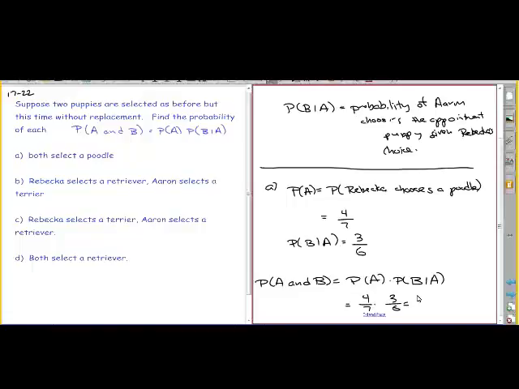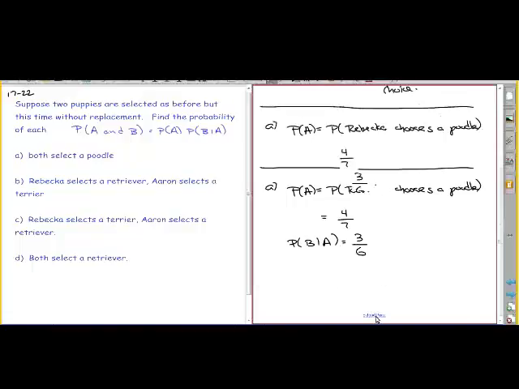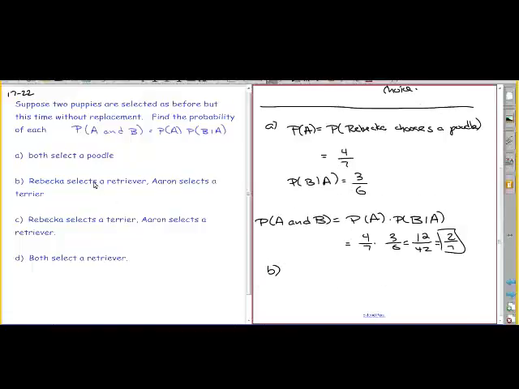The probability of Rebecca picking a poodle and Aaron picking a poodle is equal to the probability of Rebecca picking a poodle times the probability of Aaron picking a poodle, given that Rebecca has picked a poodle. So we take 4/7 times 3/6, which is 12/42. You can divide by 6, so you get 2/7. This combined probability of event A and event B is what we get when we multiply those two probabilities together.